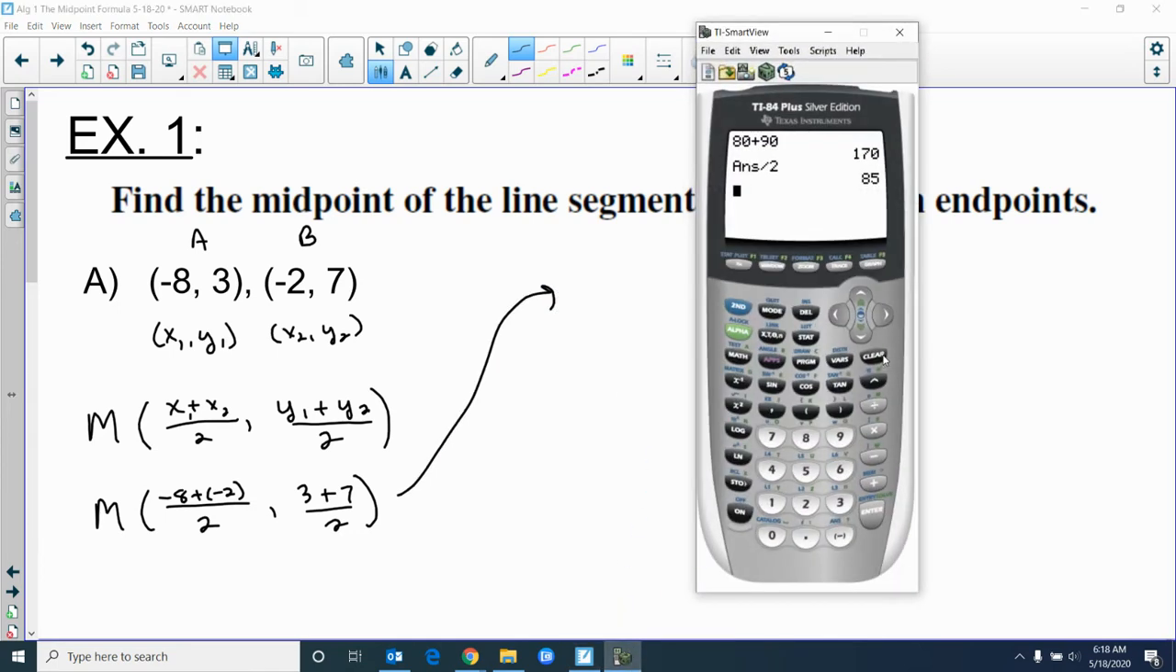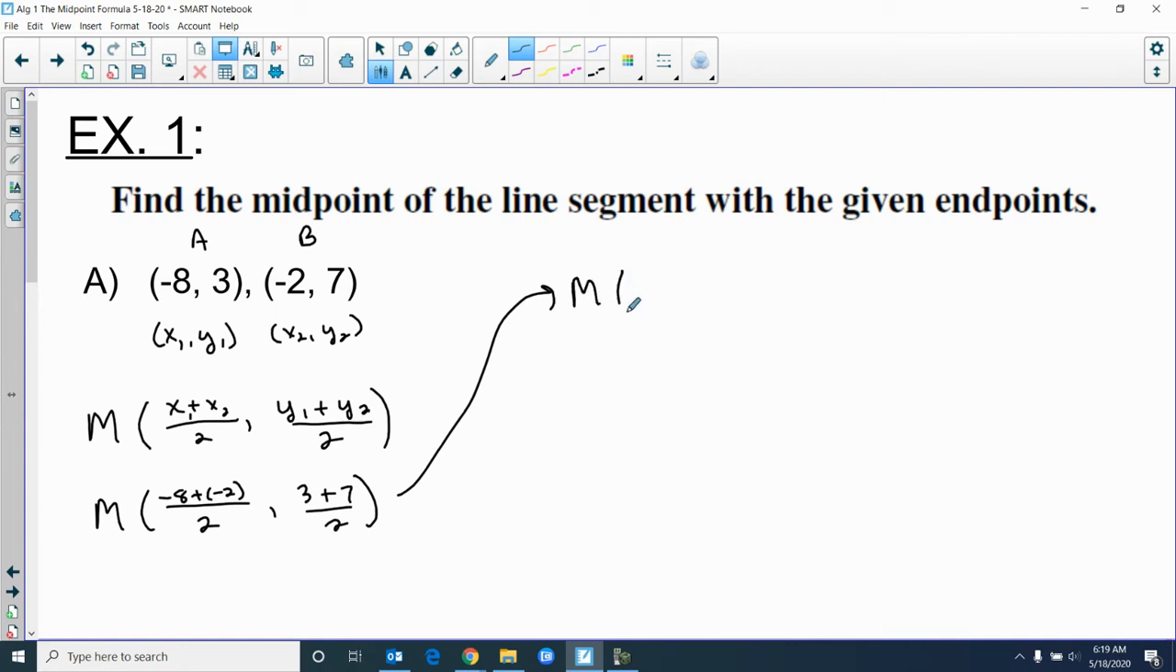Well, watch how you type it in your calculator. If you just do -8 plus -2 divided by 2, that is wrong. That is not correct. You have to make sure that you hit -8 plus negative 2, which is negative 10. And for the most part, you should be good with that without your calculator. And 3 plus 7 is 10.